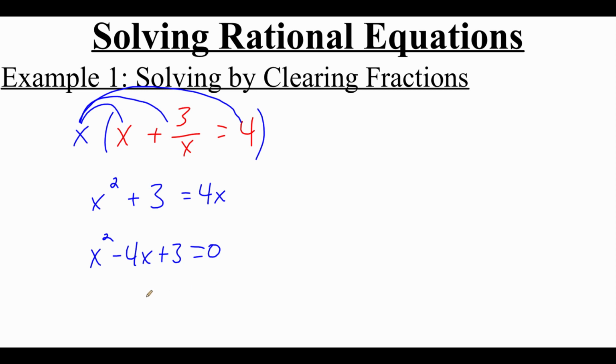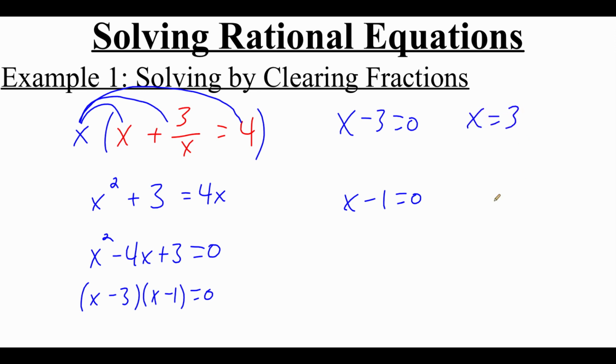And then with this quadratic, we've got a lot of different options. This one is factorable. I can factor this into x minus 3 and x minus 1 equals 0. After we get it factored, we want to take each factor and set it equal to 0. So x minus 3 equals 0 and x minus 1 equals 0. So I would get answers at x equals 3 and at x equals 1.